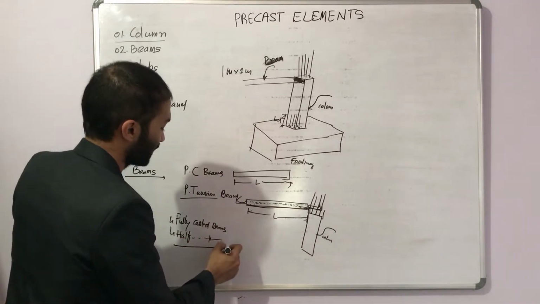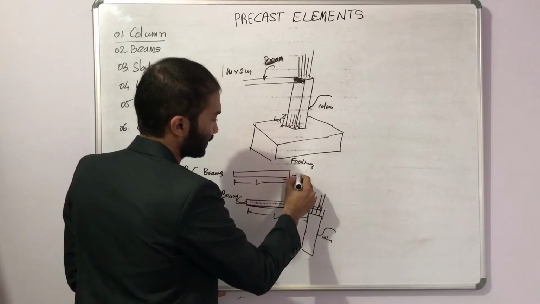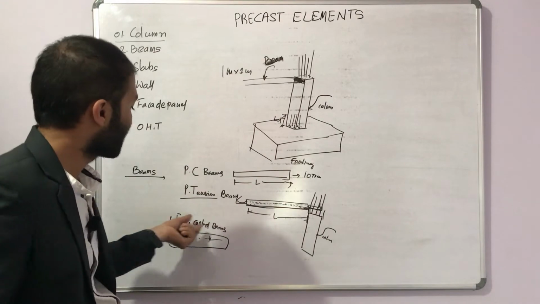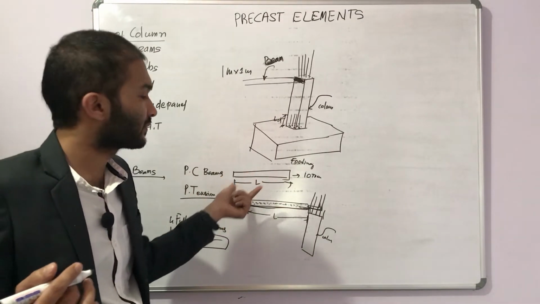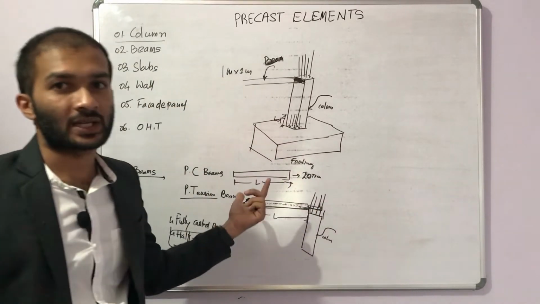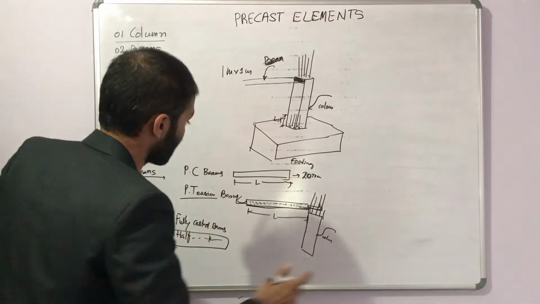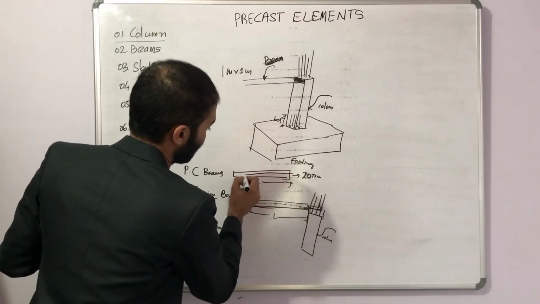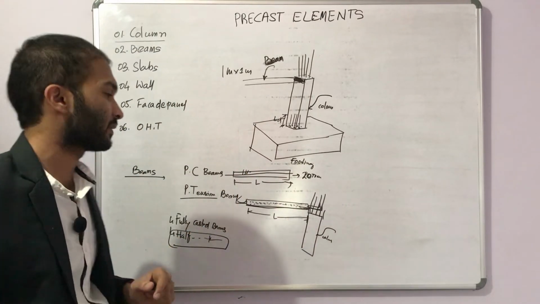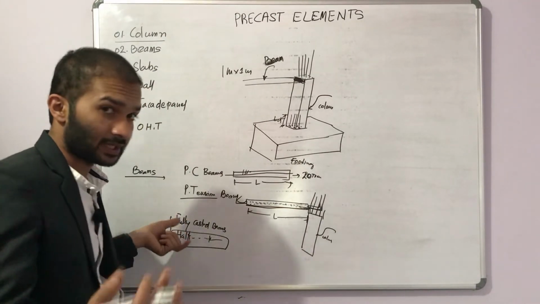Wherever there is a beam, say for example this weighs around 10 ton, I can fully cast it in the factory and transfer it to the site. But if it's around 20 ton, I can't cast it entirely in the factory, and I can't do the erection at the site. So in that situation, we will cast half of the beam in the factory, and the rest of the half we will cast at the erection site.